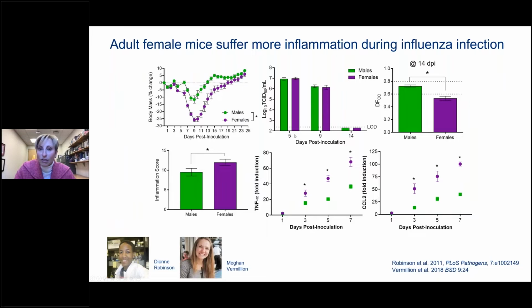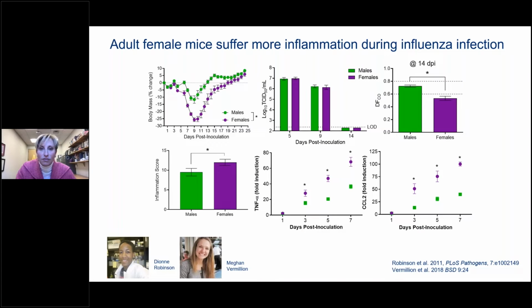When we look at virus replication in the lungs, the primary site of virus replication, we do not see differences between males and females, either during peak virus replication or as clearance occurs or when clearance has been completed, with LOD referring to the limit of detection.